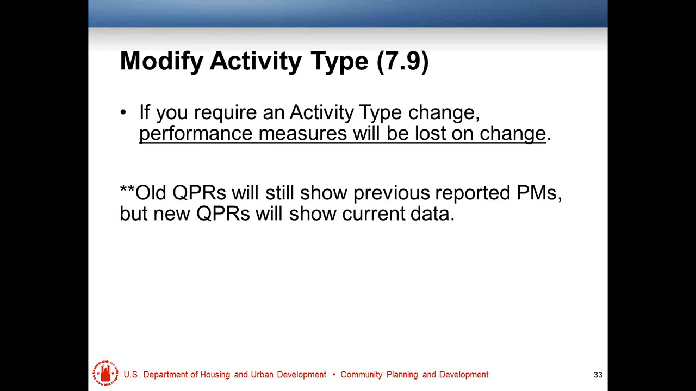God bless the system, if you try to change your activity type, a little warning screen pops up. It says, do you really want to do this? You're going to lose your performance measure data. So don't worry, you can't accidentally do it. It's going to warn you and stop you, and you have to double check and say yes if you really want to do that. If you do, I want you to understand and acknowledge that you will be losing some performance measure data. Important to note, the old QPRs, based on what we're understanding, will still show the previously reported PMs, but new QPRs will only show the current data.